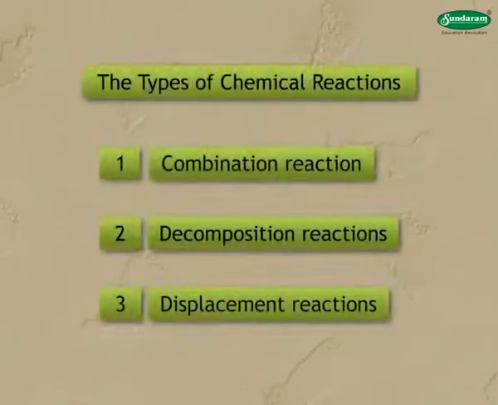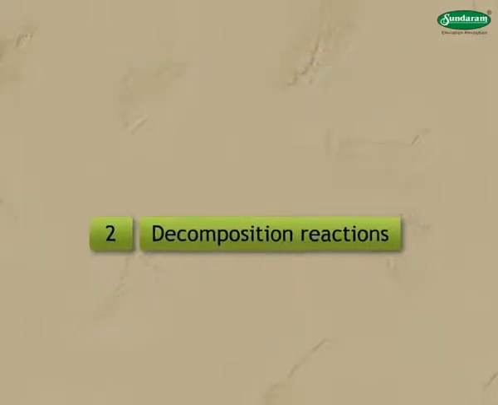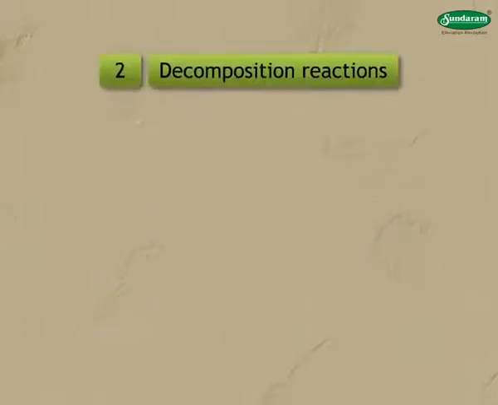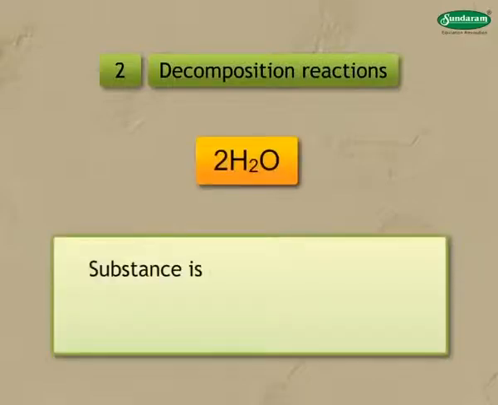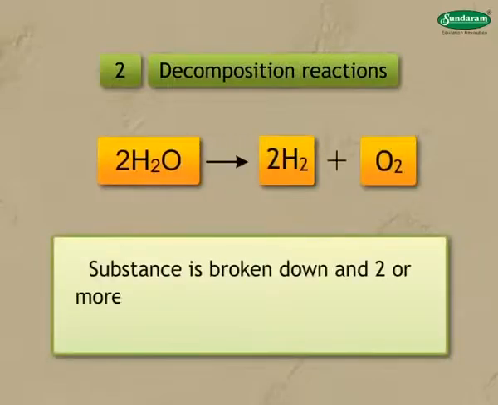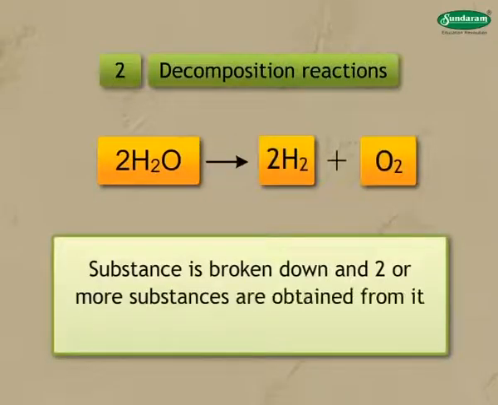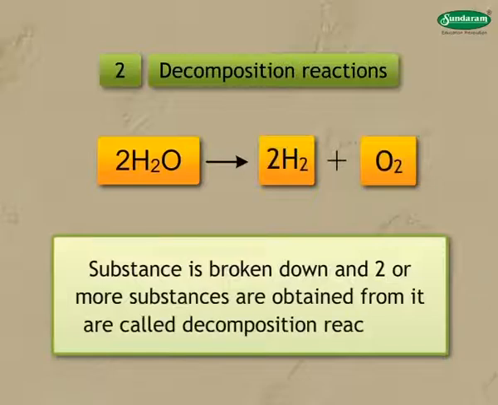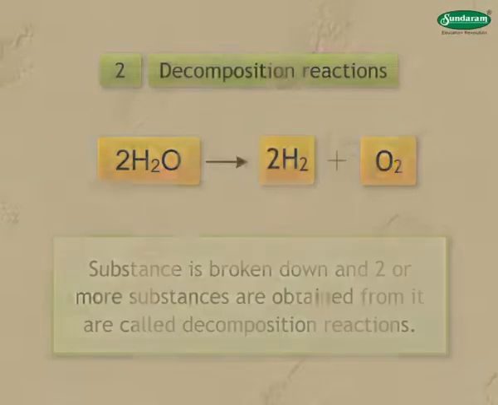Now, let us move on to the second type of reaction, that is, decomposition reactions. Reactions in which a substance is broken down and two or more substances are obtained from it are called decomposition reactions. Let us understand through this example.